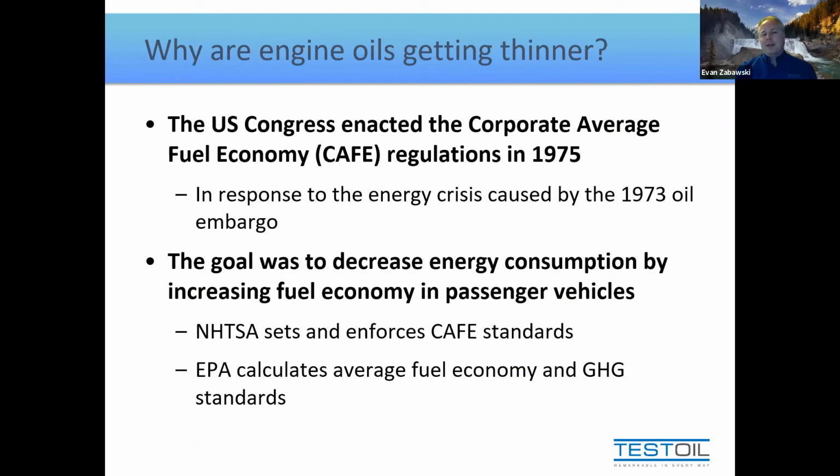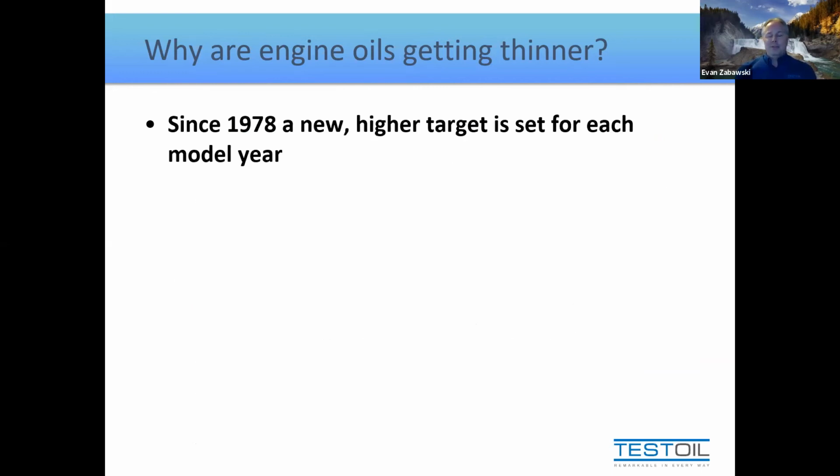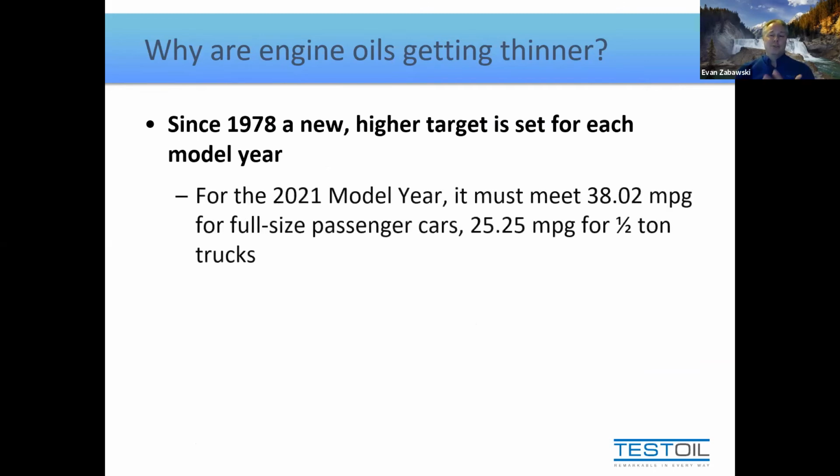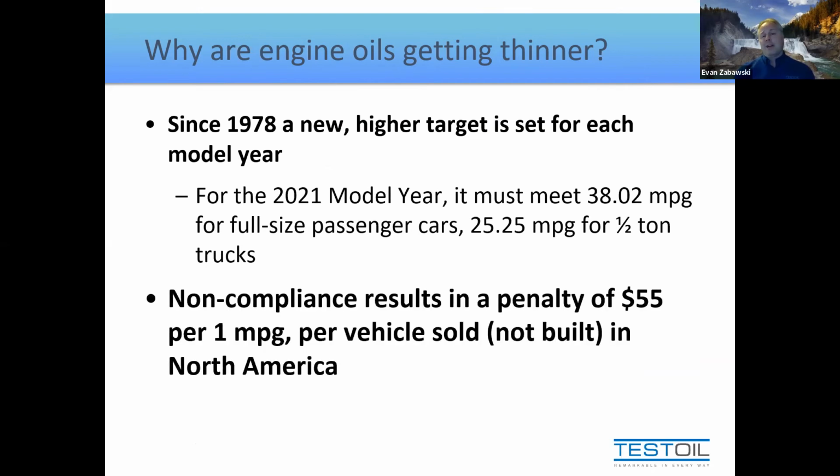with something called CAFE ratings, which is corporate average fuel economy. And it is a stipulation that any vehicle sold in North America hit these targets as a fleet-wide average per company selling vehicles. And so it was instituted in the 70s after the second energy crisis. Targets were set. I'm showing you the 2021 model year targets here. And basically, if you can't hit the targets, there's a non-compliance penalty.